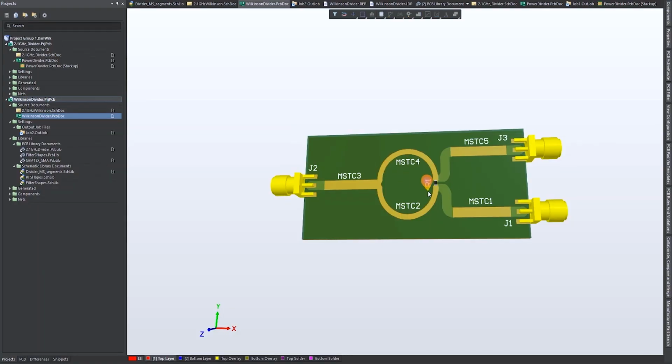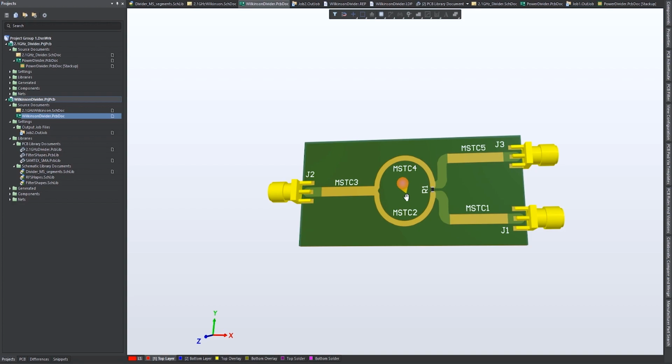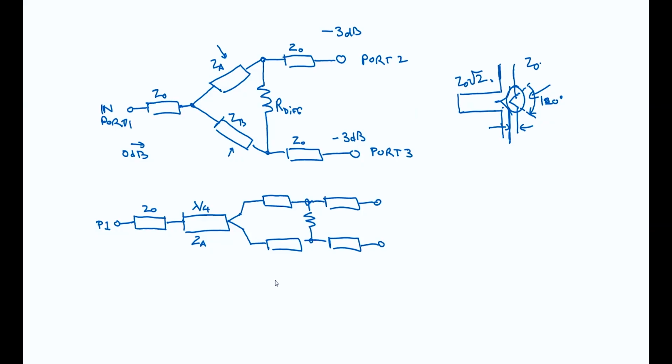I haven't milled this one on the mill yet or measured it, but I'm going to do that, and perhaps follow up with that on another video down the track. So that's power dividers. Now, one last thing I want to leave you with as kind of homework is the question, can you have unequal power dividers? And the answer is yes.